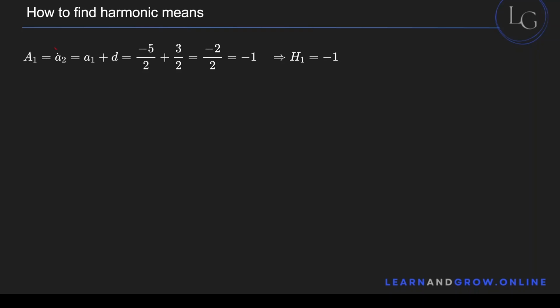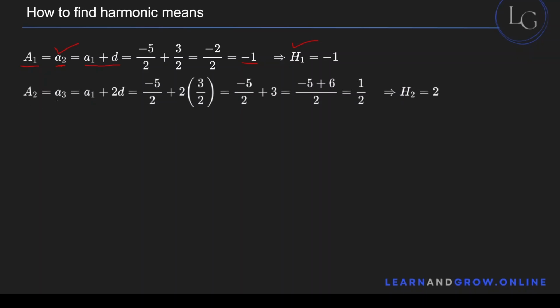The first arithmetic mean, capital A1, is what we have to find. The first term, the lowercase a1, was minus 5 by 2, and capital A1 is the second term of the progression. So a2 is equal to a1 plus n minus 1 into d, and n is equal to 2, so this simply becomes a1 plus d. So this comes down to minus 1, and the reciprocal of minus 1 is minus 1, so the first harmonic mean is minus 1. And we'll use the same logic for all the other means.